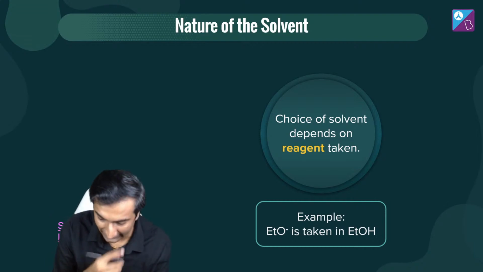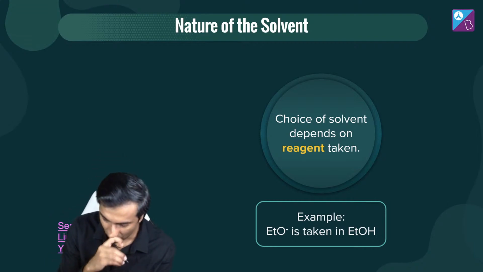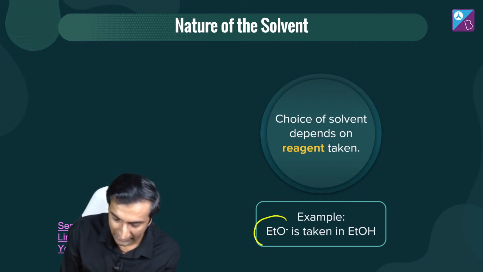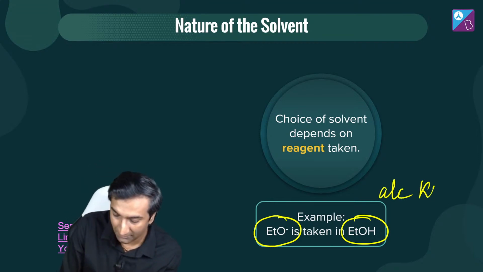The nature of the solvent is this guy right here, right? It depends on what your reagent is. So if I want EtO minus to react, then I put it in EtOH because it solvates easily, right? This is what the alcoholic KOH business was.